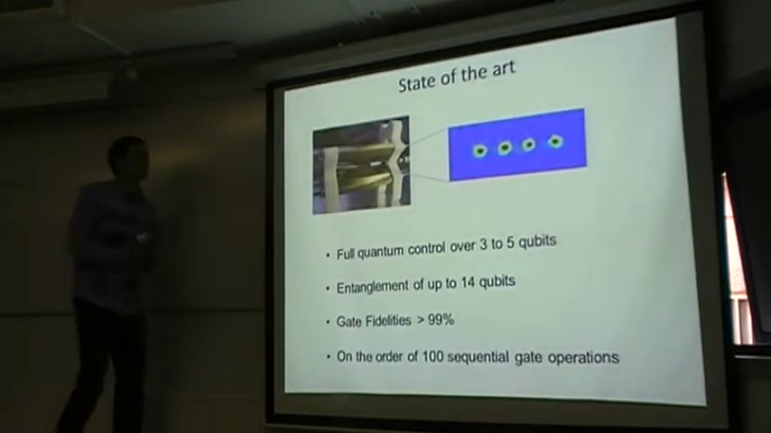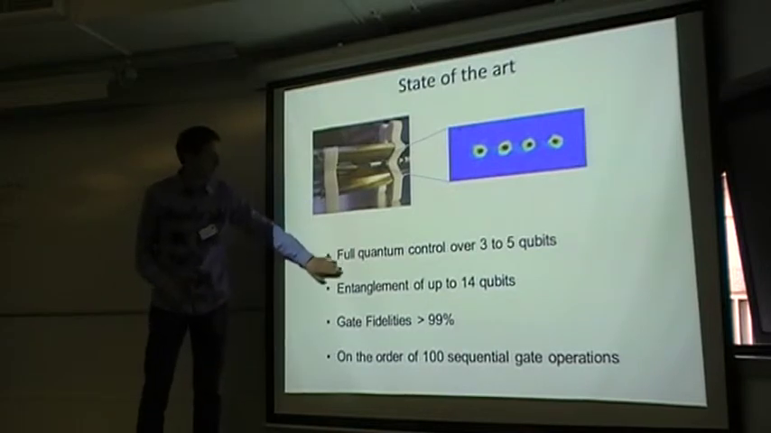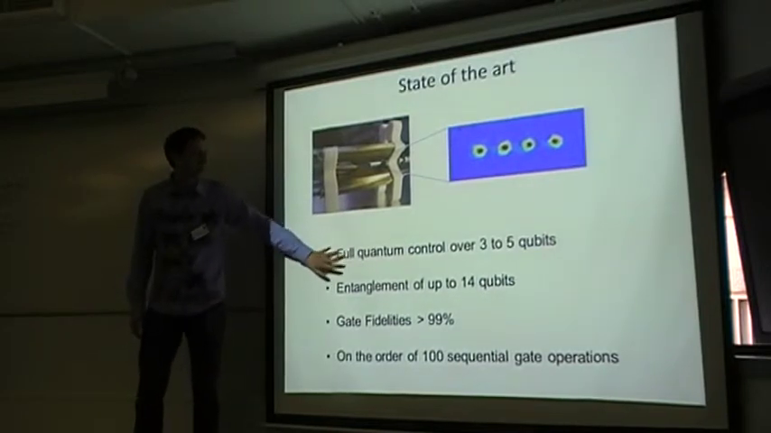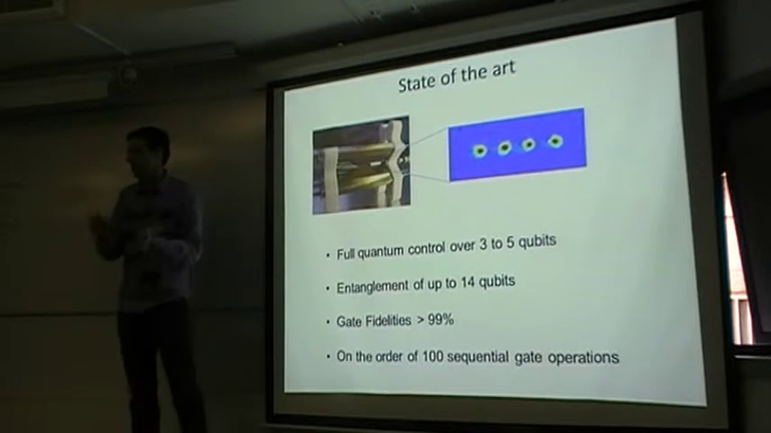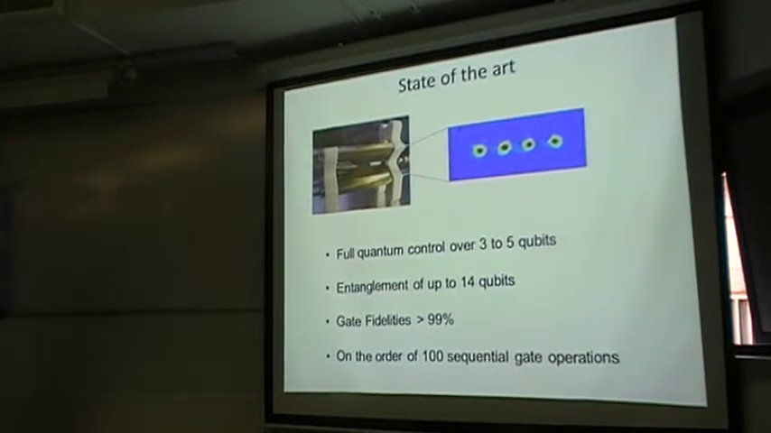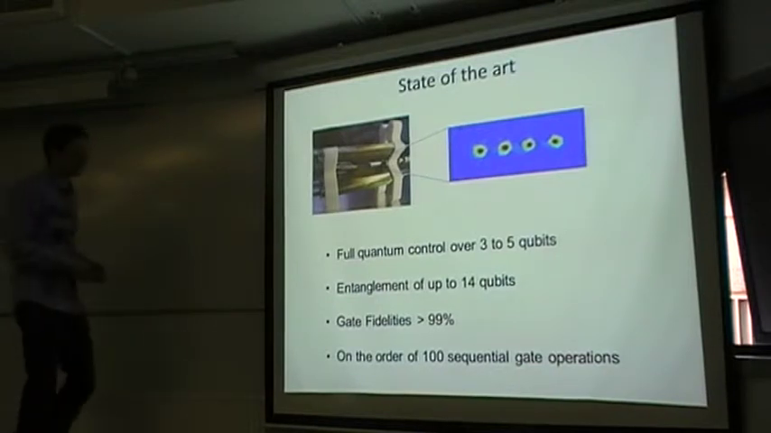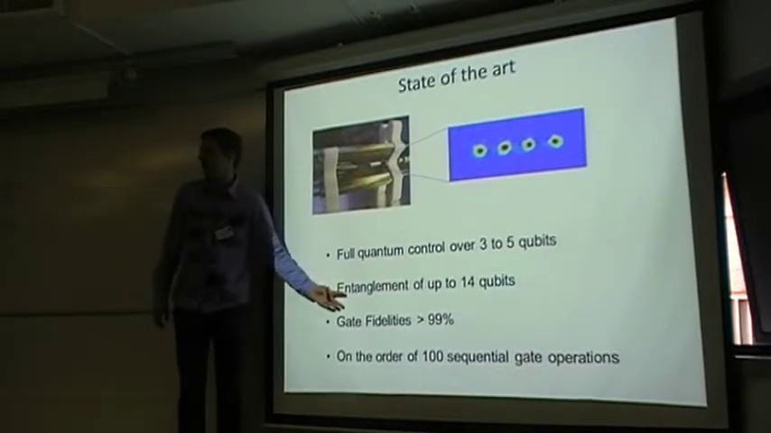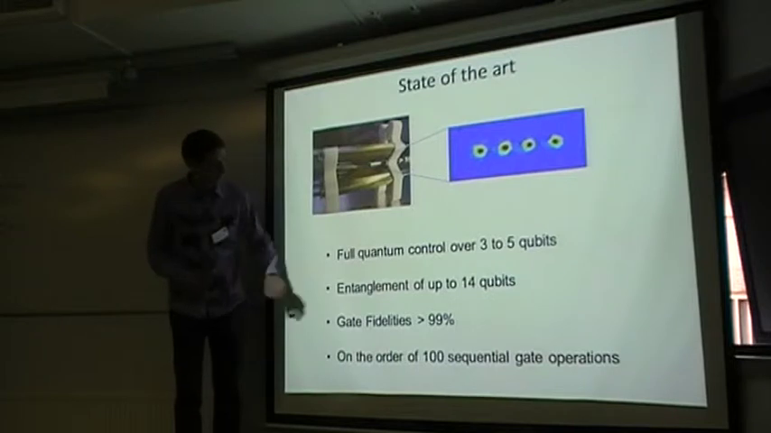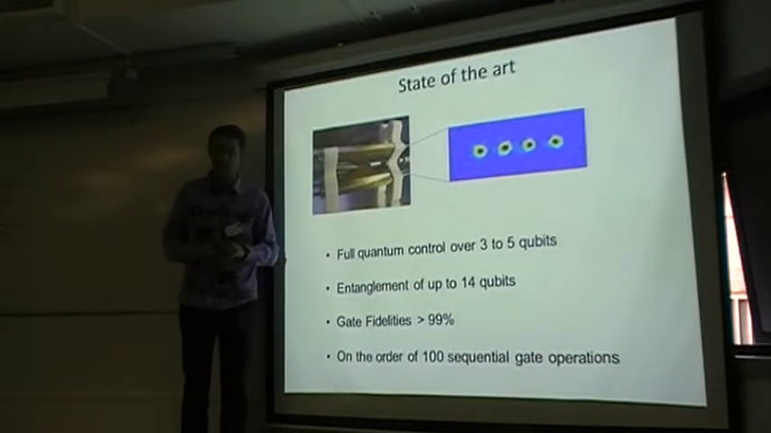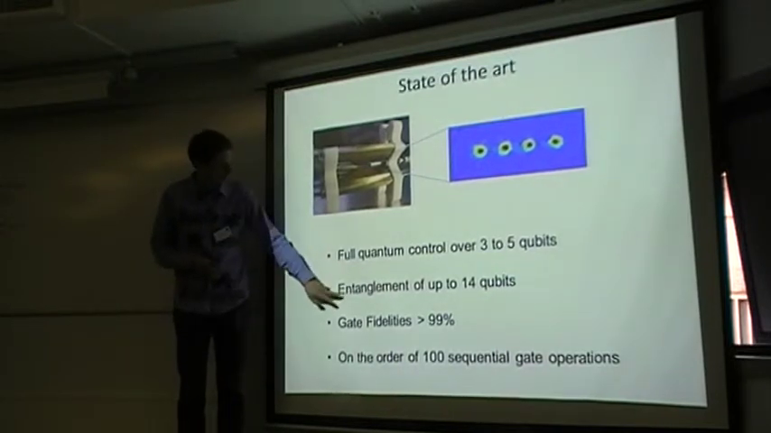Okay, so the state of the art, that's what we are able to do with that, is that we are usually working for full quantum control with something like 3 to 5 ion qubits. And what we'll also show you in a minute is the entanglement of up to 14 ion qubits. That's what we can do using this Mølmer-Sørensen entanglement operation, up to 14 qubits.